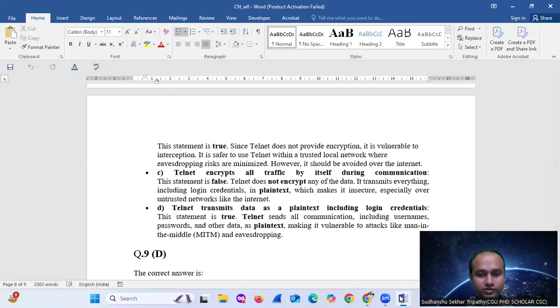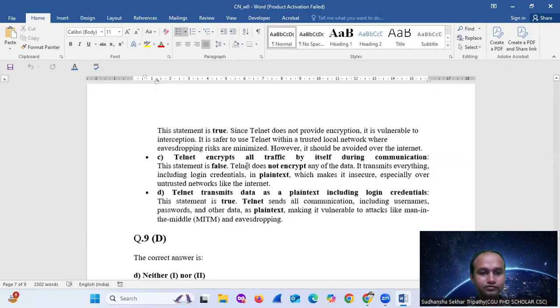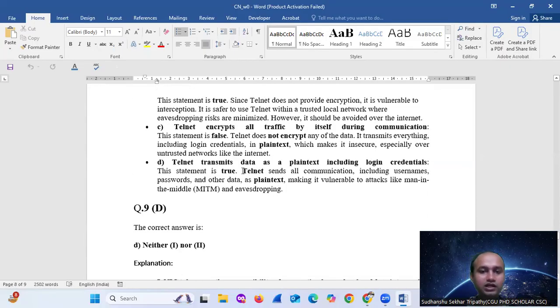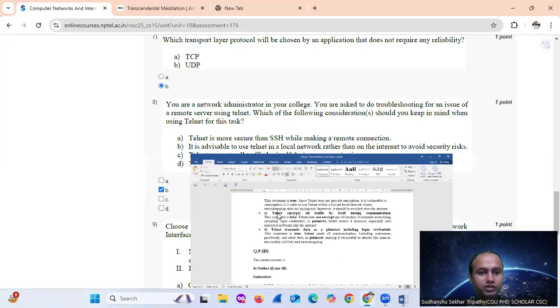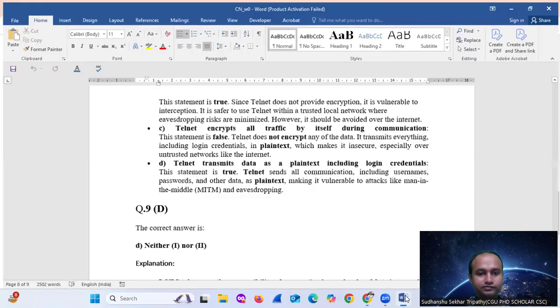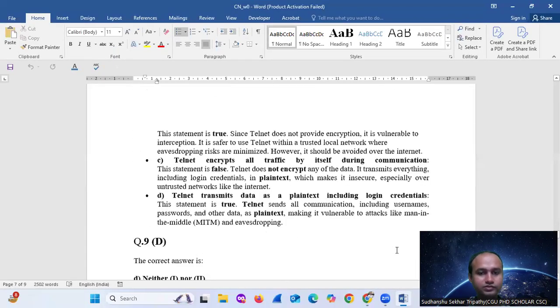Okay. So D option, Telnet transmits data as plain text including login credentials. So ये ट्रू हो जाएगा. क्यों ट्रू होगा? कि Telnet sends all communication including usernames, passwords and other data as plain text, making it vulnerable to attacks like MITM, that is man in the middle attack, and eavesdropping. Okay. So ये D option भी ट्रू है. ओके. सो बी डी ट्रू है.